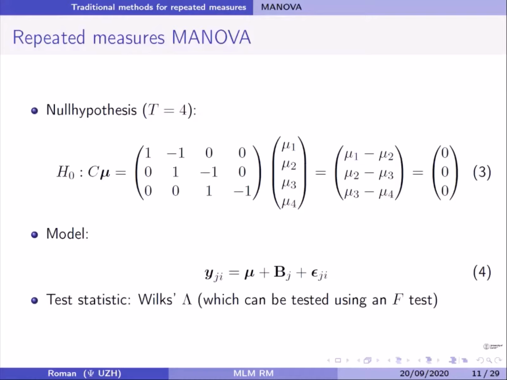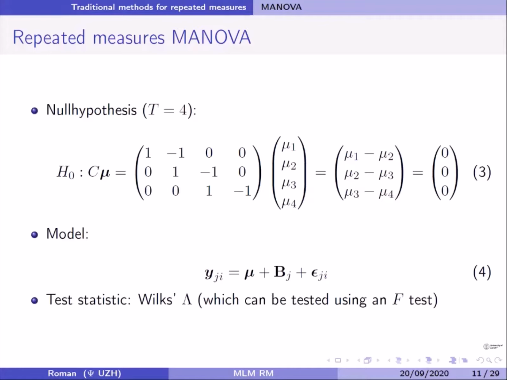So MANOVA, being a multivariate analysis of variance, gives us the null hypothesis that there is no change in time. It effectively says that the outcome variable does not change across any of the time points. So now we're using multivariate representations here, so we are using bolded matrix notation.